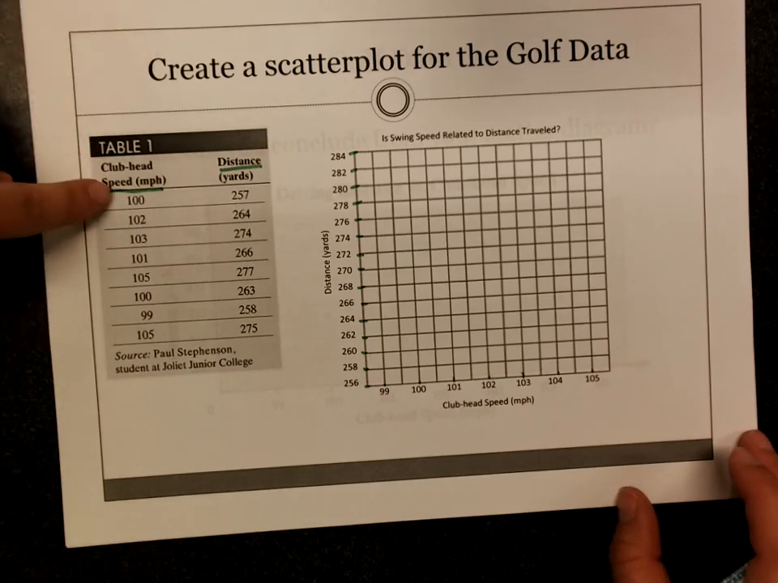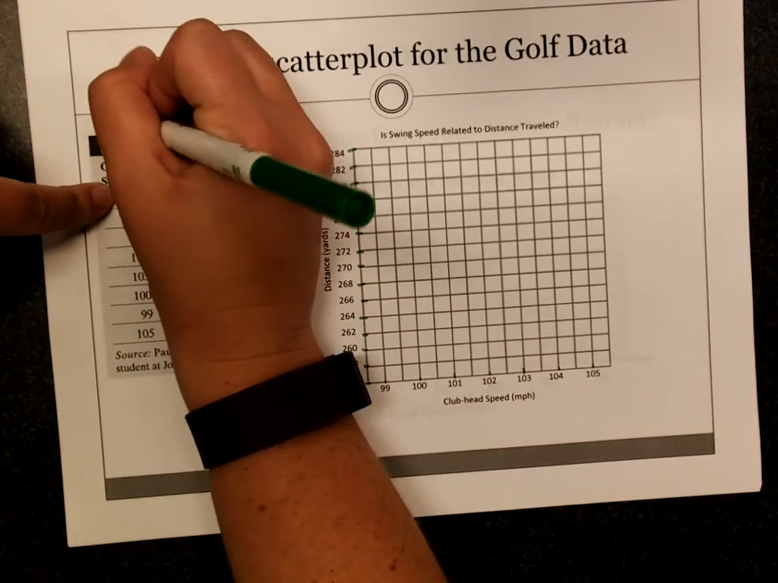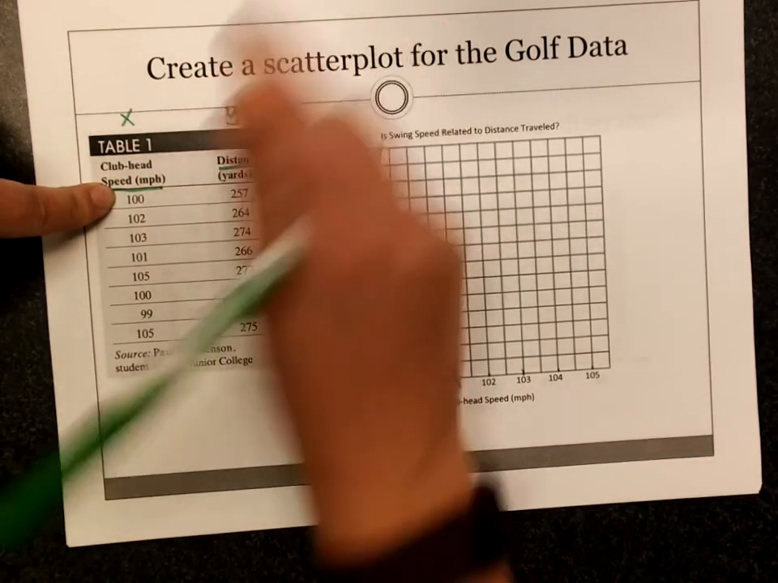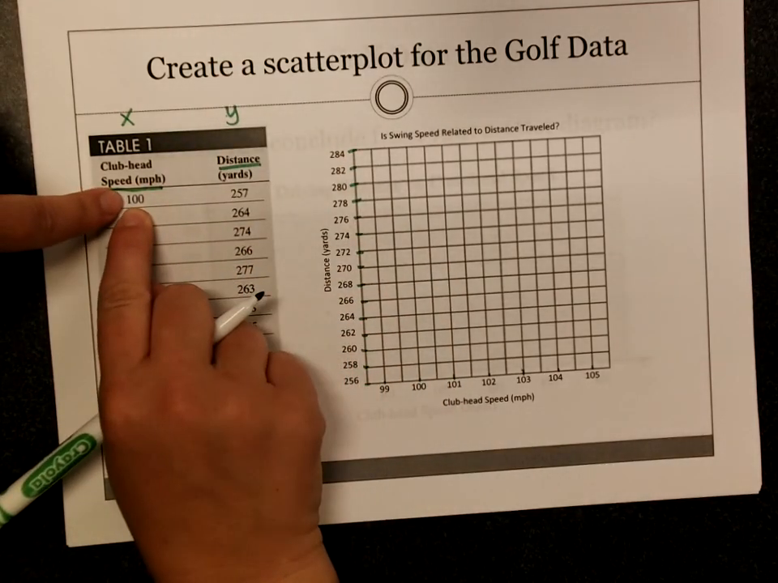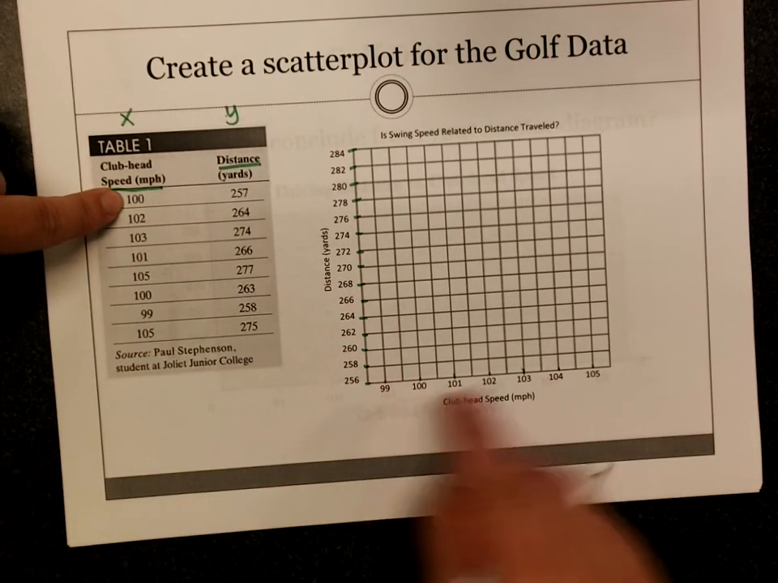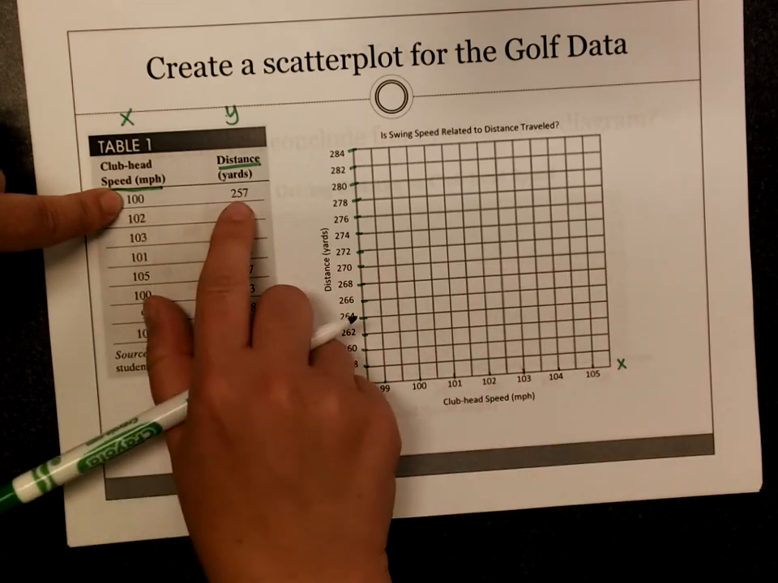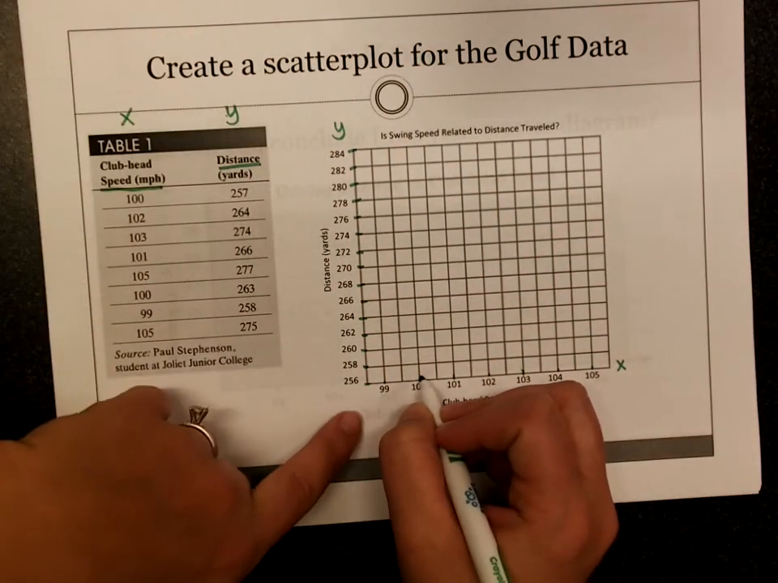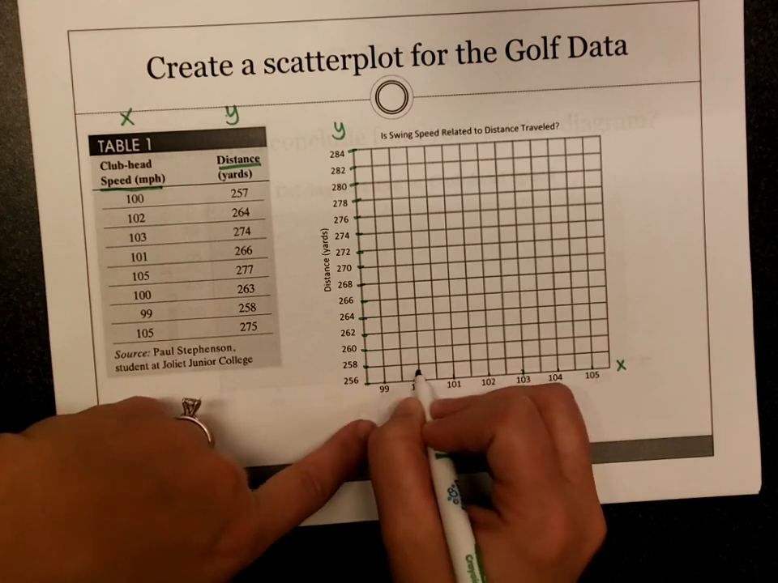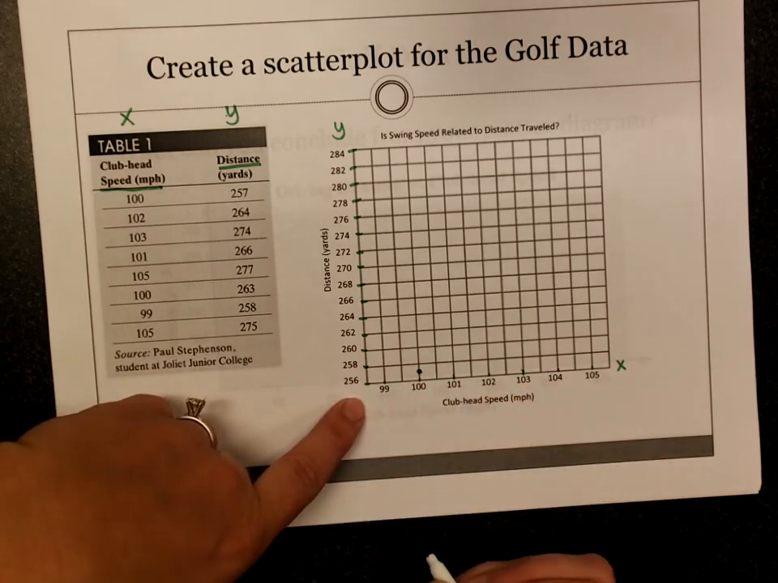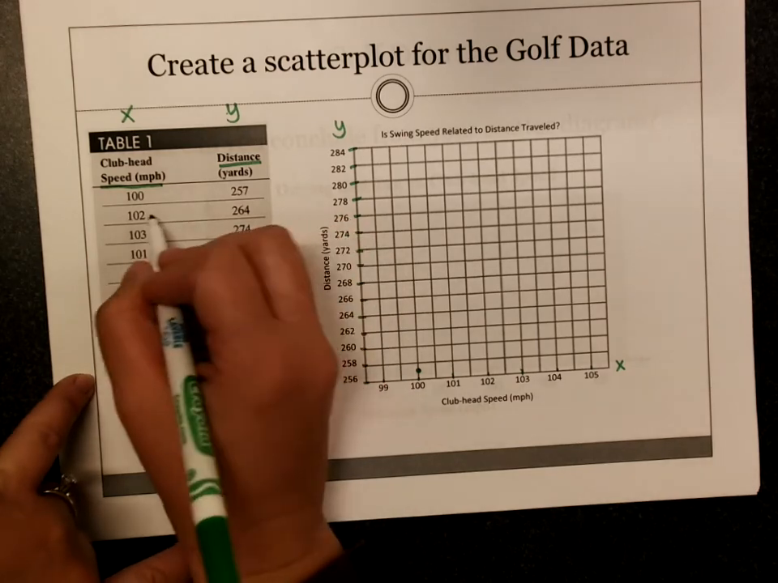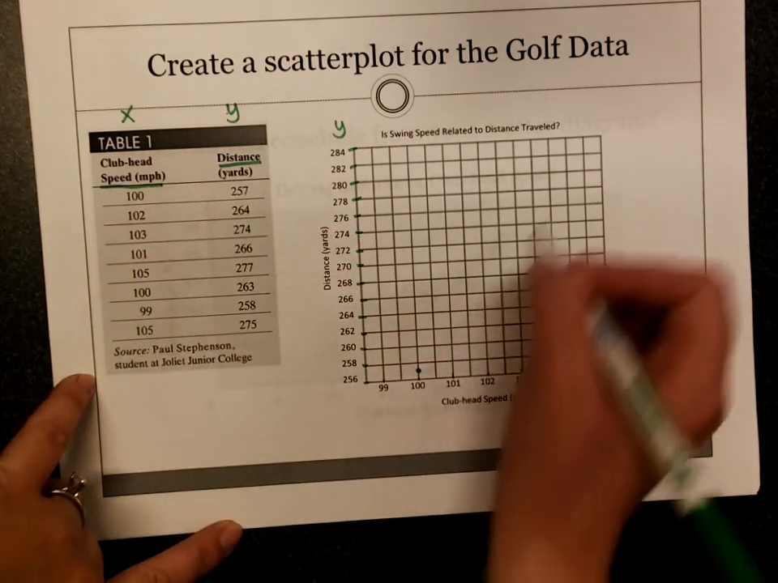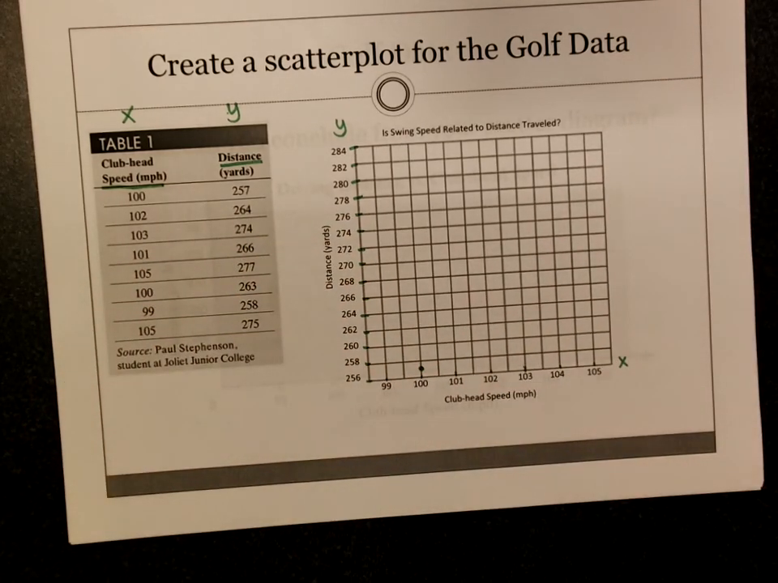I'd like you to plot each x with each y. I'll do the first one for you. If x is 100, I'll find 100 on the x-axis, and then I'll go up to 257 on the y-axis. At 100, 257 will be halfway between those two, and I'll put a dot. I'd like you to continue plotting the x and y pairs along the grid I provided for you. I'll give you a minute.